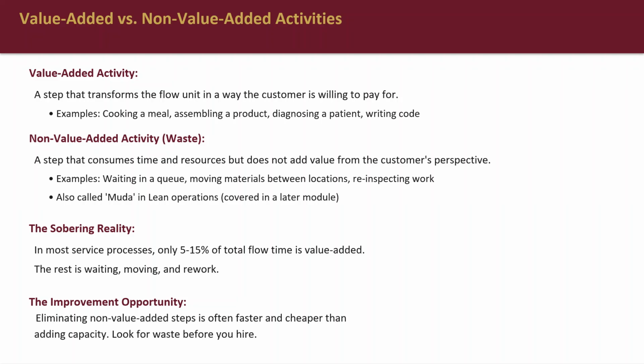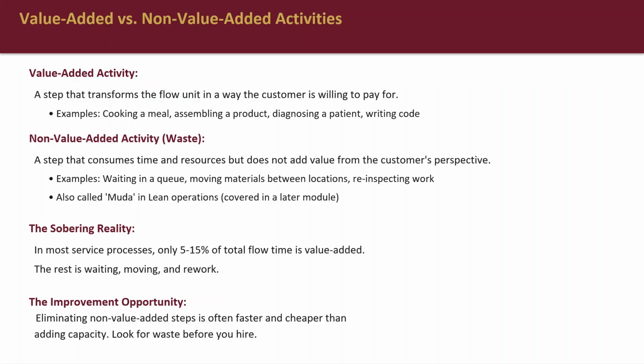A value-added activity transforms the unit in a way the customer will actually pay for. Cooking the meal, assembling the product, diagnosing the patient, writing the code. A non-value-added activity burns time and resources, but adds nothing the customer values. Waiting in a queue, moving materials from one place to another, re-inspecting work that was already inspected. In Lean, this second category has a name, Muda, and we will return to it in a later module.